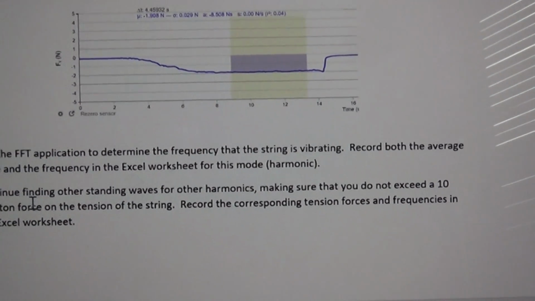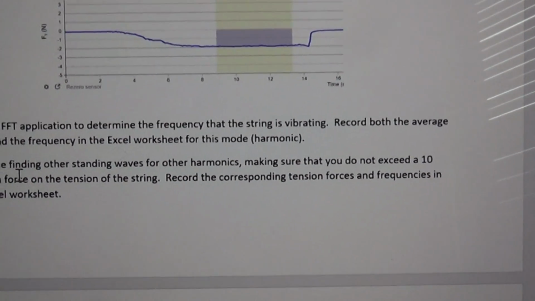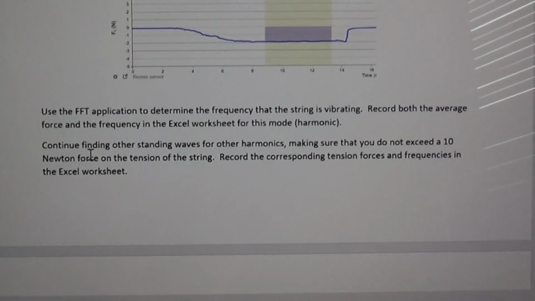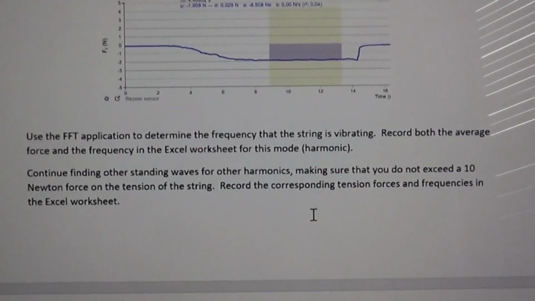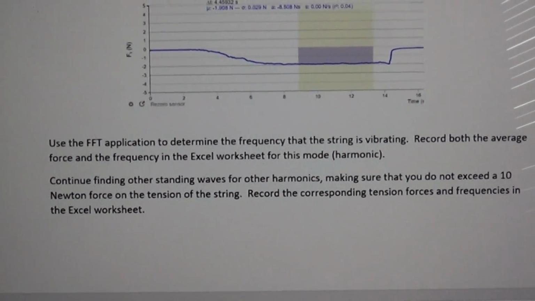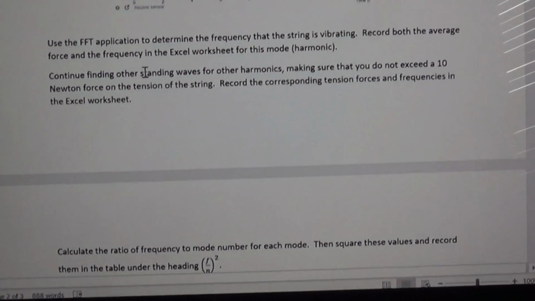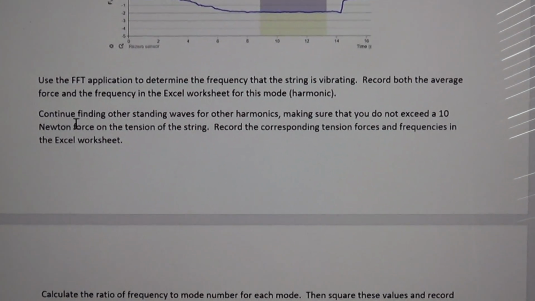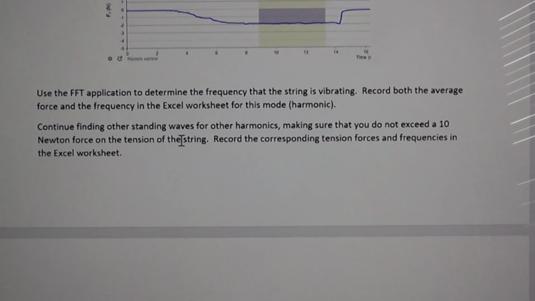From a linear plot of the force tension versus the ratio of the frequency to the harmonic number squared, we can get that. So we'll determine the linear density of the string by experiment and compare it to the handbook value. Continue finding other standing waves for other harmonics, making sure that you do not exceed 10 newtons, that's your limit, for the force on the tension of the string. Record the corresponding tension.